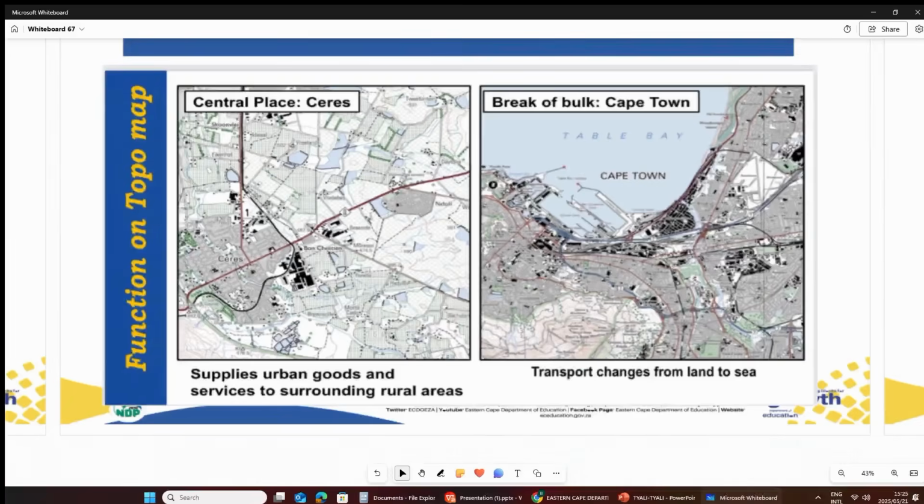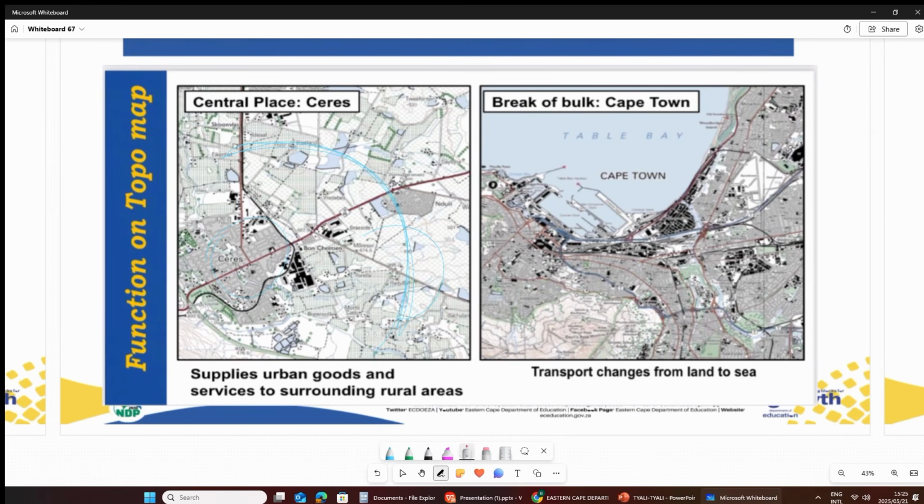The same applies again. We are in the integration of your map skills together with your content. This is a central place town. How do we see that Ceres is a central place town? It is because it is surrounded by rural areas. Now, how do you see that these are rural areas in this area?